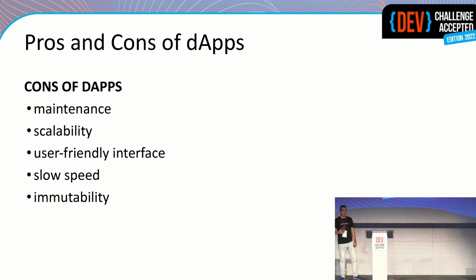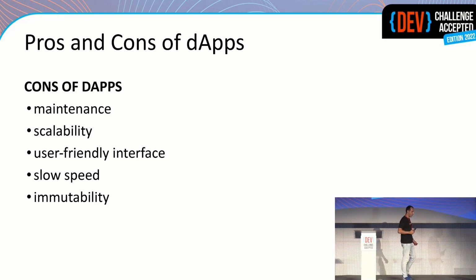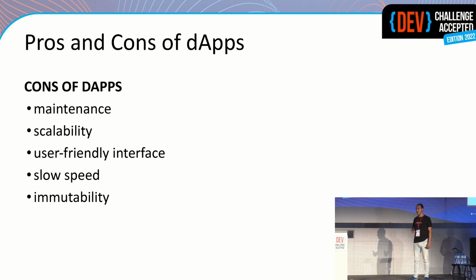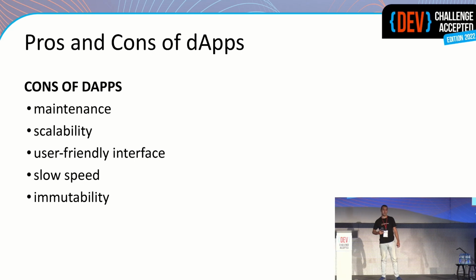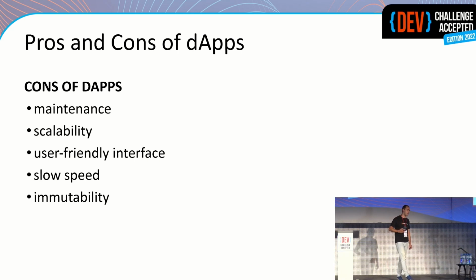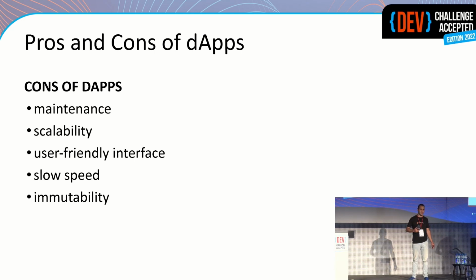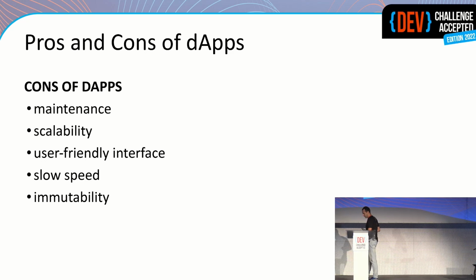User-friendly interface. A lot of the dApps are written by, let's say, developers that don't know anything about UX and UI. And according to me, this is the most important thing if we are talking about blockchain adoption in our lives. You will see things like hashes, signatures, transaction addresses, receipts, a lot of stuff that doesn't mean anything to the ordinary user.